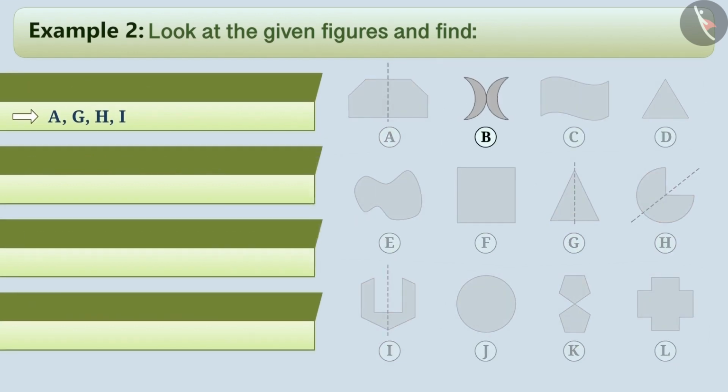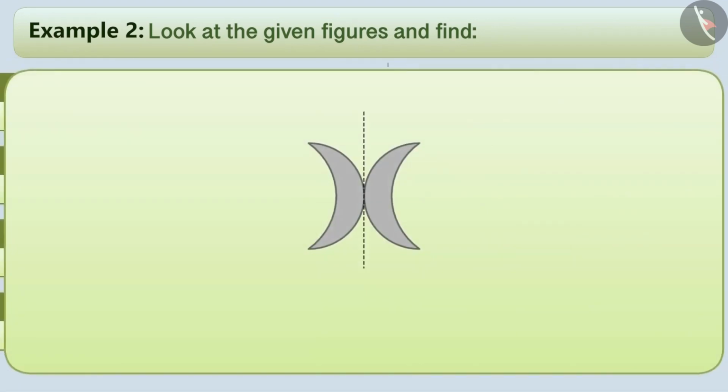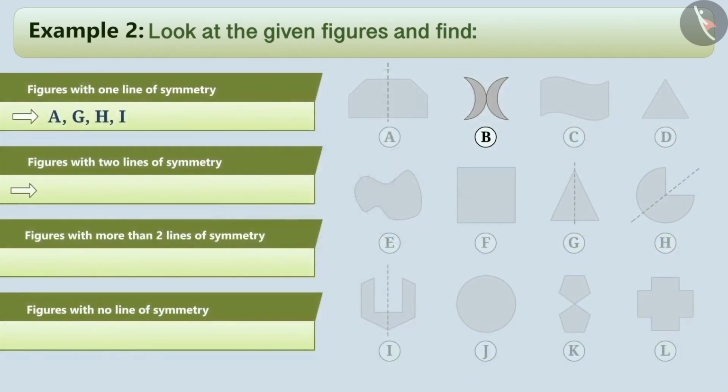If we talk about figure B, then by folding it vertically into two halves, the two parts cover each other completely. Similarly, by folding it horizontally into two parts, divides the figure symmetrically. There are no other lines which divide the figure into two equal halves. Hence, we can say that figure B has two lines of symmetry.